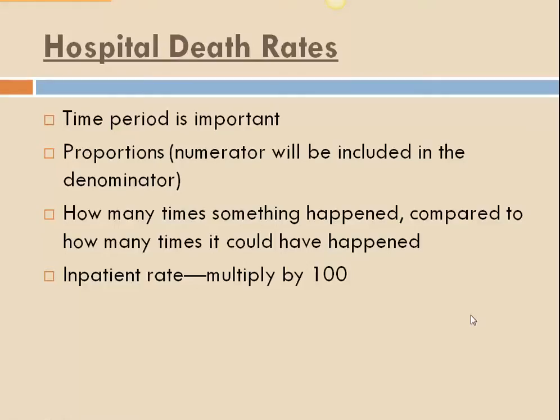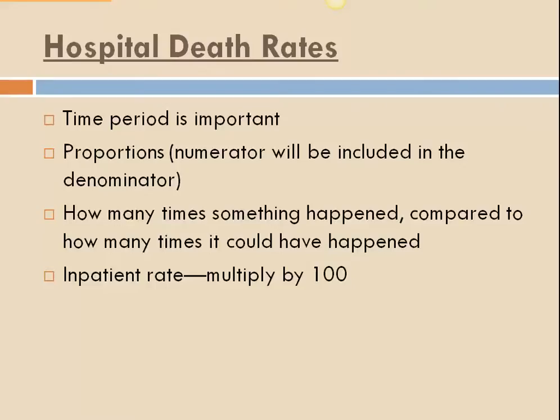The next rule to be aware of is that hospital death rates look at how many times something happened compared to how many times it could have happened. So for whatever rate you're calculating, your numerator is going to be how many times the event did occur, and your denominator is going to be a number that represents how many times it could have happened or occurred.